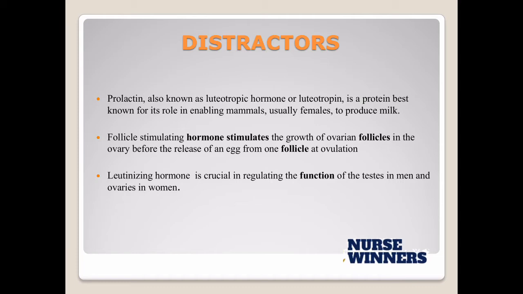Distractors. Prolactin, also known as luteotropic hormone or luteotropin, is a protein best known for its role in enabling mammals, usually females, to produce milk. Follicle stimulating hormone stimulates the growth of ovarian follicles in the ovary before the release of an egg from one follicle at ovulation. Luteinizing hormone is crucial in regulating the function of the testes in men and ovaries in women.